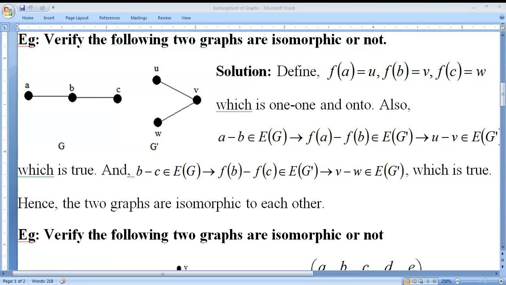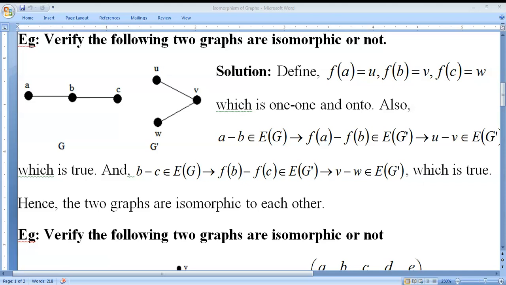So the vertices of the first graph are A, B, C. So A, B, C will be the domain, and the vertices of the second graph are U, V, W. So U, V, W will be the codomain. A function will be one-one if different elements of the domain have different images in the codomain.